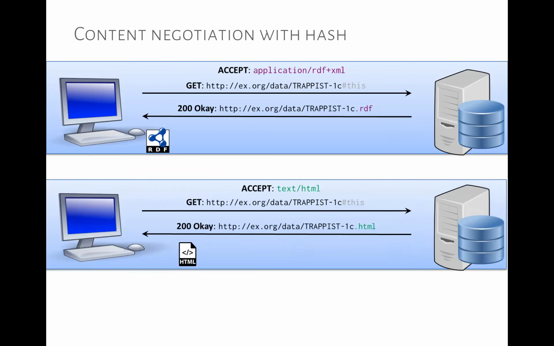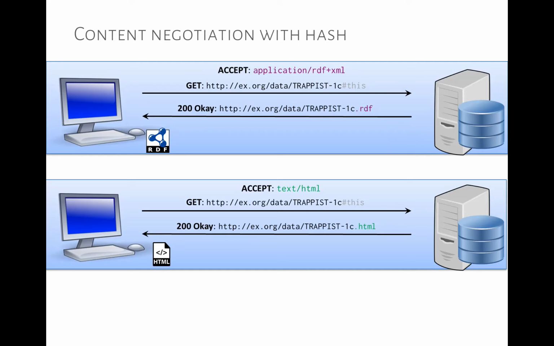So in this case, we can also do the same thing. We're asking for the same document, but we say we want the text/html version, and this time the server will return the HTML version. So this is nice because this means that we can get a human readable version of a document, or we can get an RDF version of some data. So this is commonly implemented.